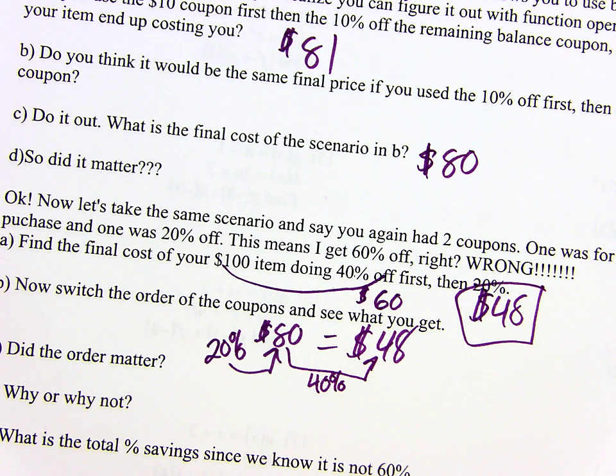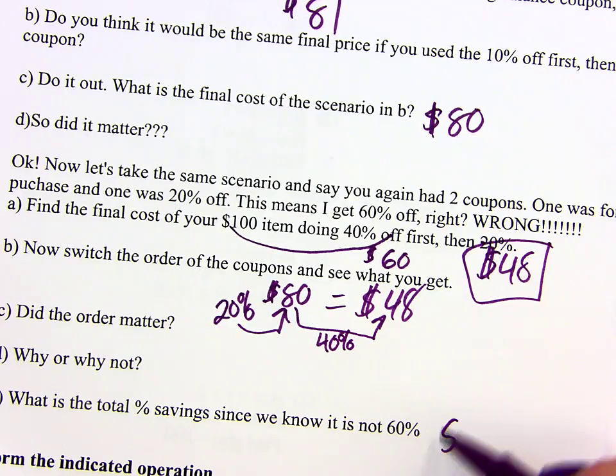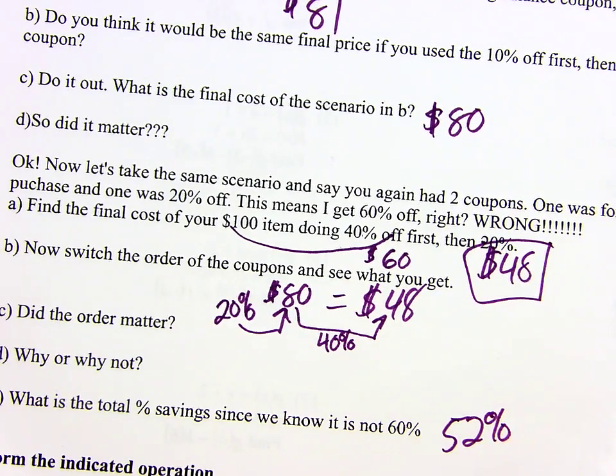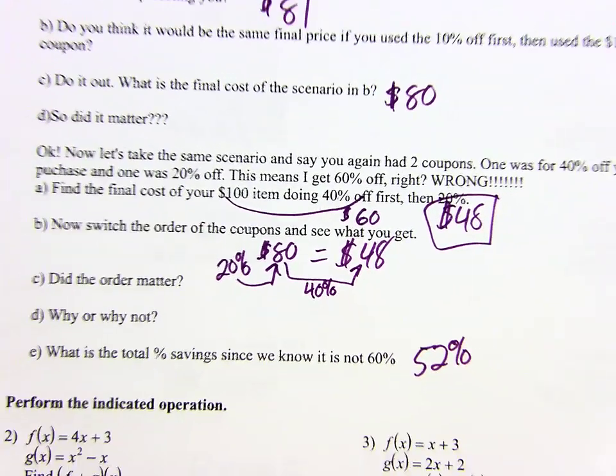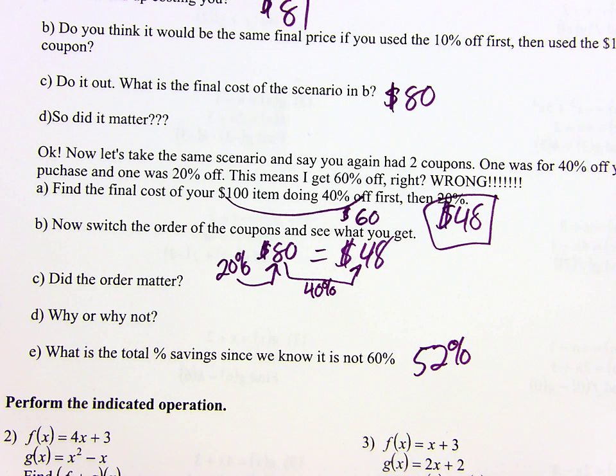So in part E, I'm asking you, what is the total percent that I saved? Because it's not 60. 48%? You're close. What did I save? I paid 48%. So I saved 52%. Now, that was easy to figure out because my original item was $100.